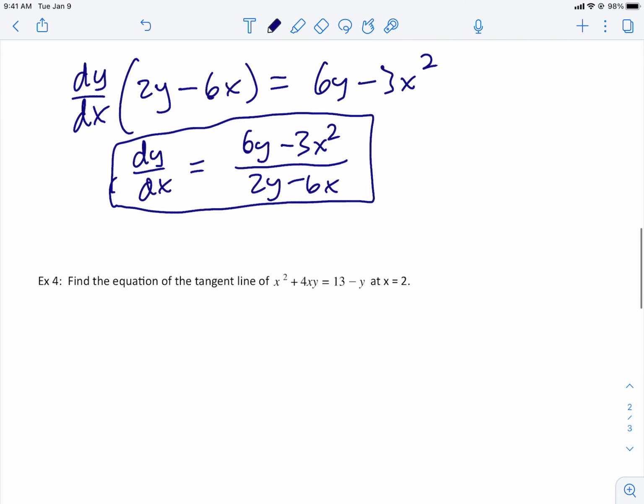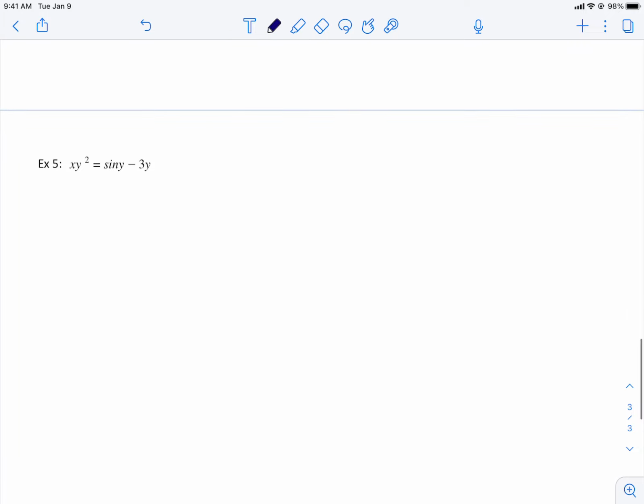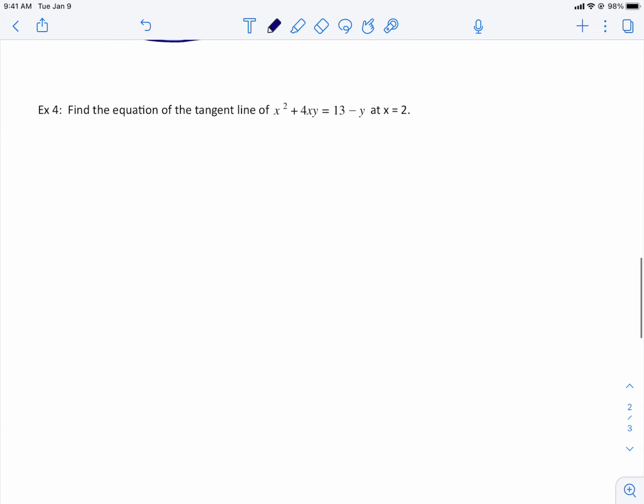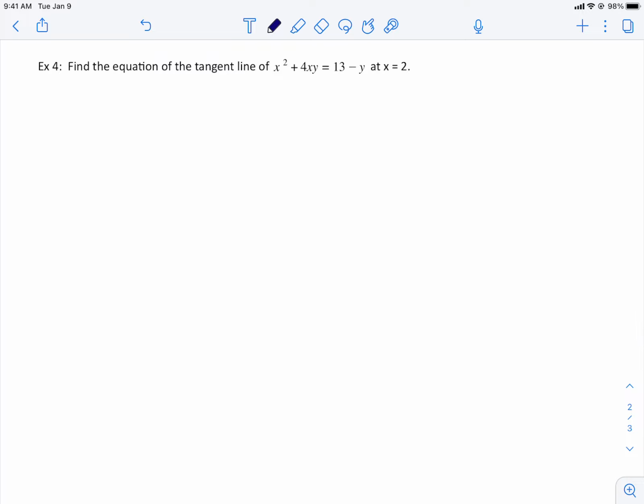All right, example 4. Go ahead and try that one on your own, and I think that's a good one. I don't think we need to do example 5. It's pretty similar to what we've been doing, but this is a good one. Okay, pause it, try it, and I'll go over it here in just a second.